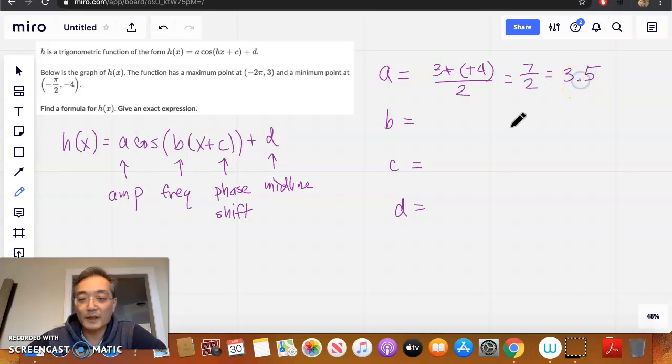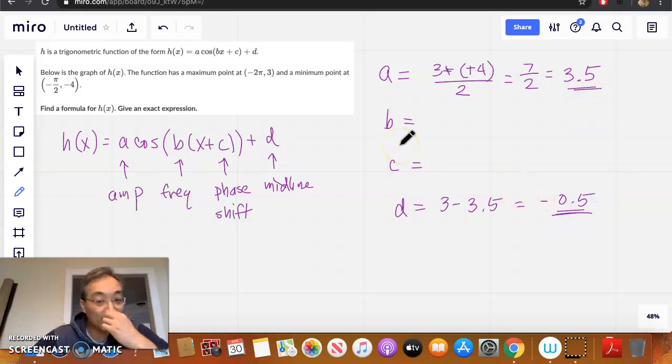Okay, there we go. And another easy value to find, of course, is my midline. If the amplitude is 3.5, then I know from the max, going down 3.5 gives me the midline. So 3 minus 3.5, right? This is my max y. Max y minus the amplitude gives me the midline, which is negative 0.5. Here we go. So I have the amplitude, I have the midline.